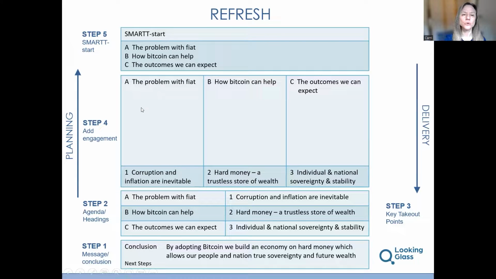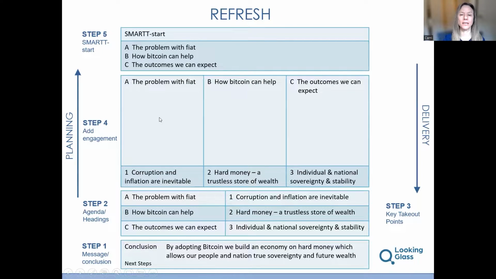So we're going to talk about how we populate this data with content and evidence that proves our key takeout point. We want that information, only that information, and all of that information that proves that fiat inevitably becomes corrupt and inflated. So how do we do that?